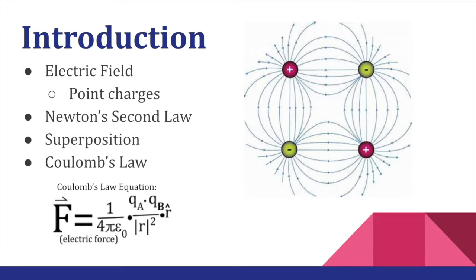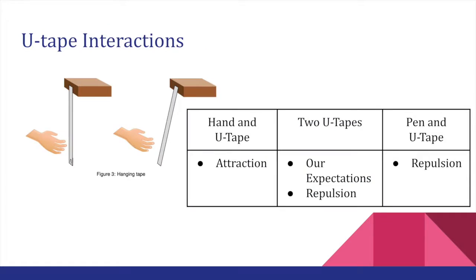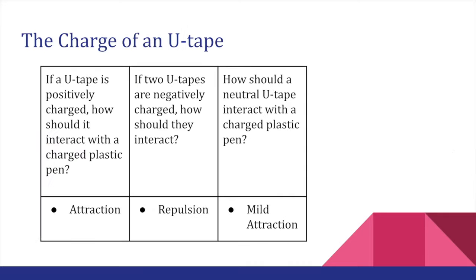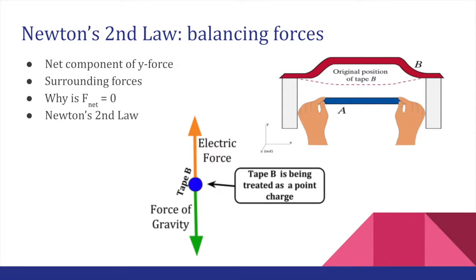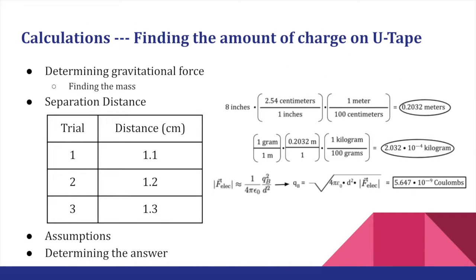Coulomb's law speaks to the quantity of the force between two charged particles and is embodied by the equation. The most important things to take note of when discussing interactions between points are that opposites attract, like charges repel, and dipoles result from a disparity of charge between a neutral and charged object. The net force of zero occurs in the y direction when the gravity force balances the electric force. These surrounding forces, gravity and the electric force, act on the tape and they cancel one another out.